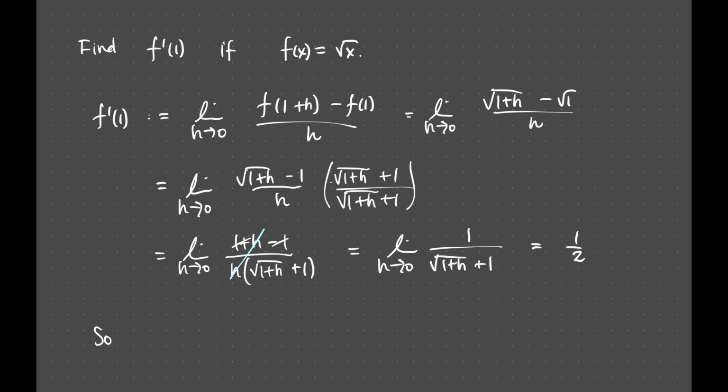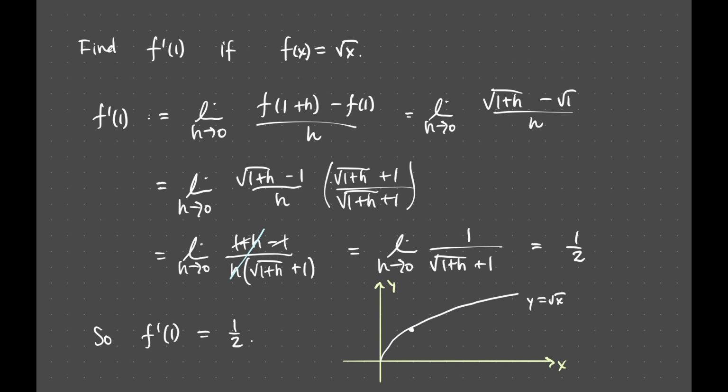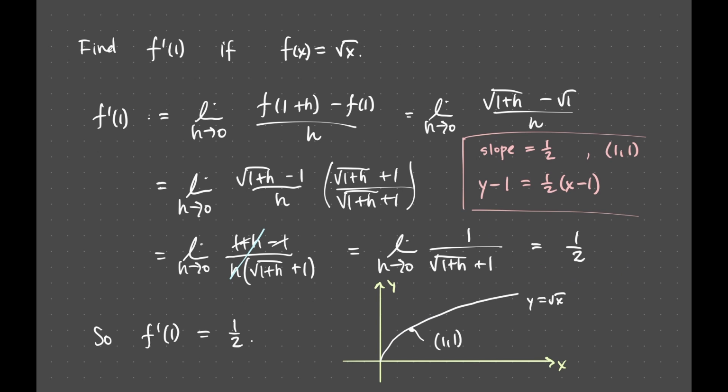This number, 1/2, is the value of the derivative, which, as we've discussed, admits the geometric interpretation as the slope of the tangent line to the graph at the point x equals 1. The point on the graph when x equals 1 has coordinates 1, root 1, or 1, 1. And the line with slope 1/2 passing through this point can be found with the point slope formula to be y minus 1 equals 1/2 (x minus 1).